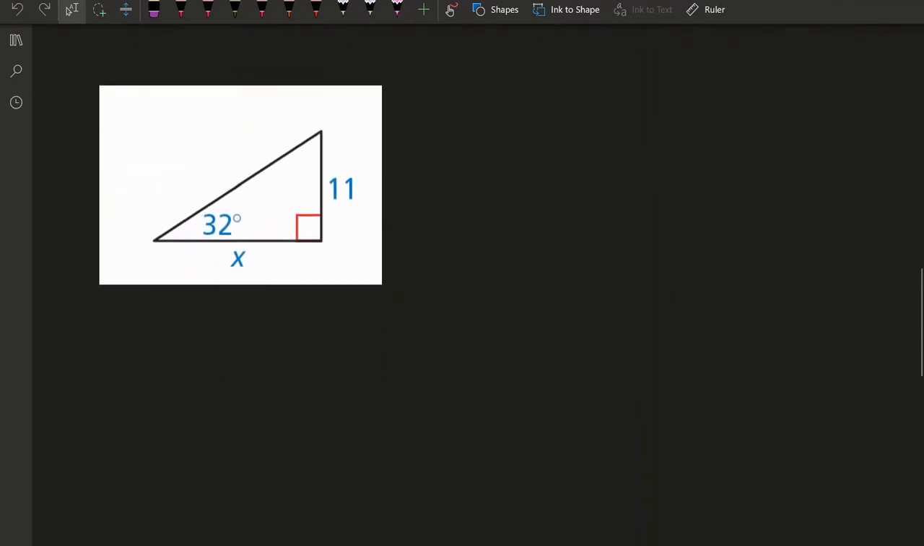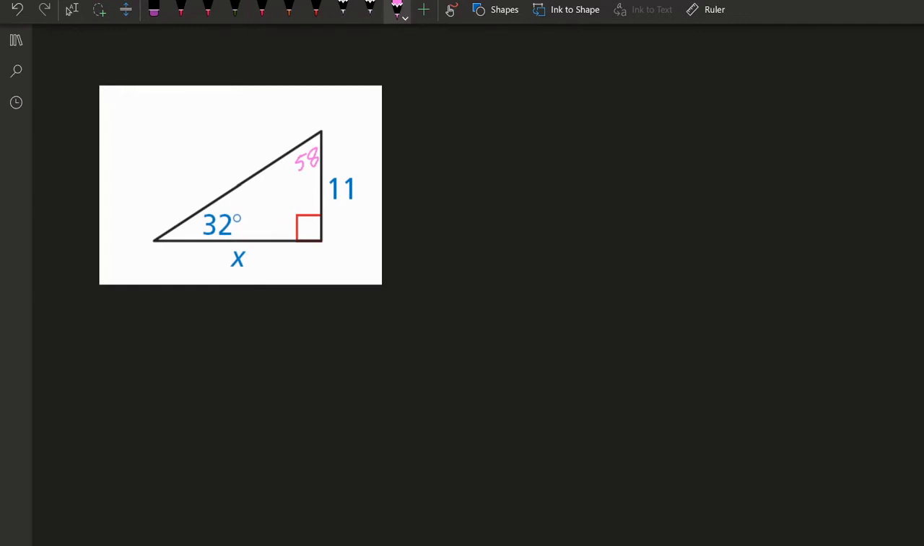So in this exercise right here, we're trying to solve for x. Now, normally we would solve with the Pythagorean theorem, or we would use a special right triangle. However, I know that this is not a 30, 60, 90 triangle because it has a 90 and a 32. So this is actually a 32, 58, 90 triangle.